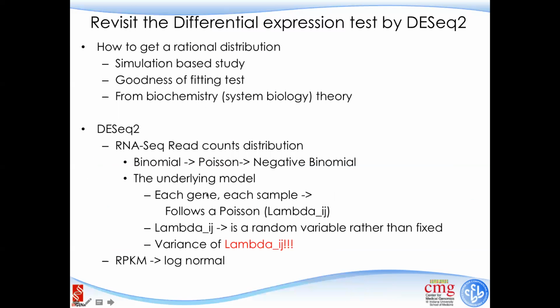And the underlying model in the negative binomial distribution is that still, for each gene and each sample, the count follows a Poisson distribution with a lambda we don't know. There are multiple samples of one condition, but for different samples, even in the same condition, the lambda can be different. It's lambda_ij, where i is the gene index and j is the sample index. The assumption in DESeq2 is that lambda_ij is a random variable rather than a fixed number.